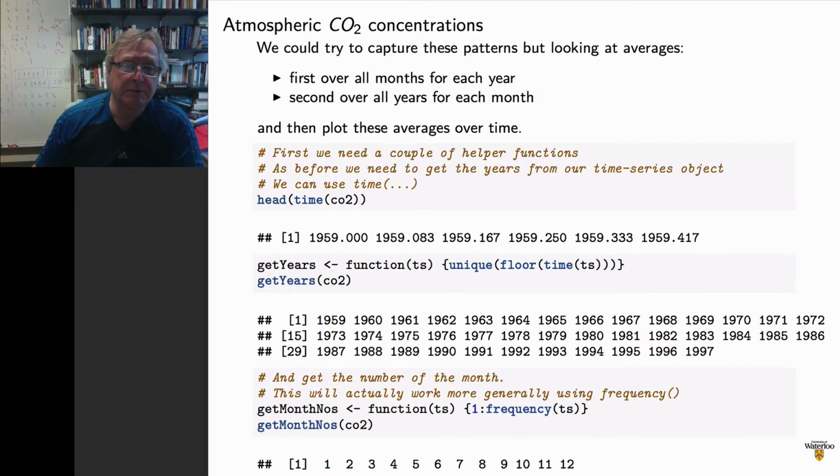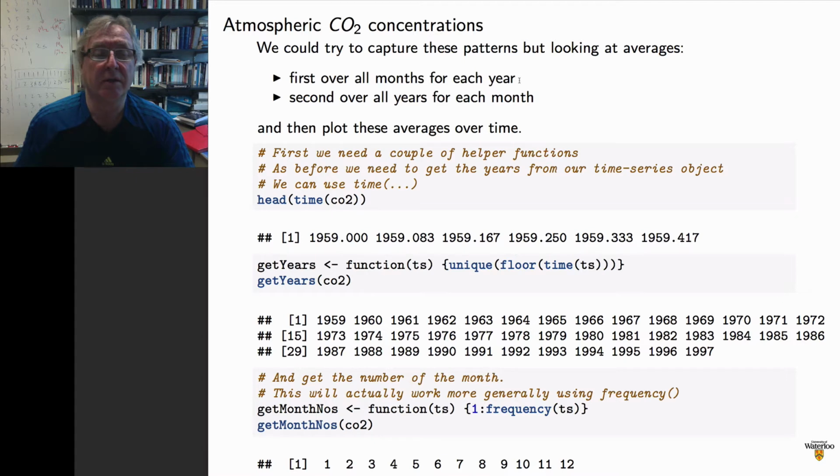So here's a very naive way to do this, and what I'm going to do is take the data for every year and replace it by the average over all of the measurements in that year, and do that for every one of the years from, was it 1959, sorry, I was thinking of sunspots, 1959 up to 97. So I can get an average for each one. And that should give me some sense of the trend.